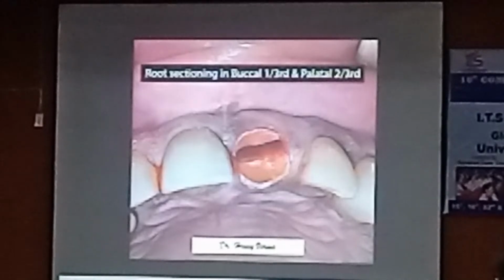Root sectioning in buccal 1/3 and palatal 2/3. Why buccal 1/3? Why not equal? Exactly. The tooth is tapered. Right? And you take less of the buccal part because anyhow you're going to prepare the shield. You have to shave it so that you can maintain the gap between the shield and the implant. So the lesser cutting towards the buccal and keeping the palatal part thicker, so that you can easily catch hold of it with a root forceps, rotate it and pull it. Right?